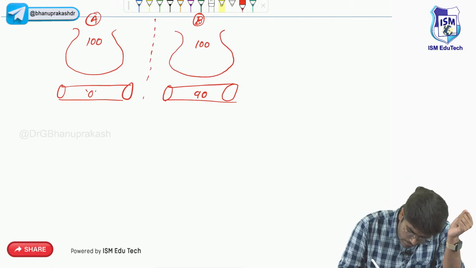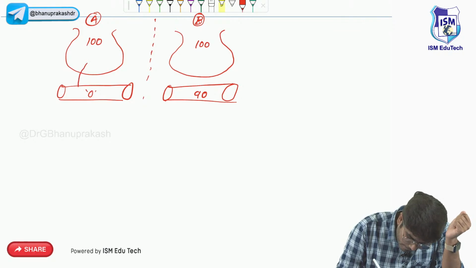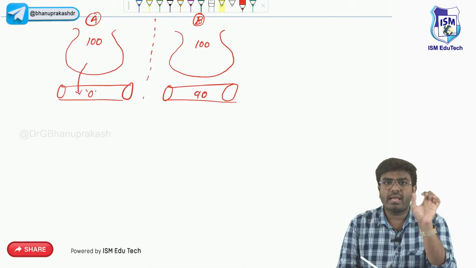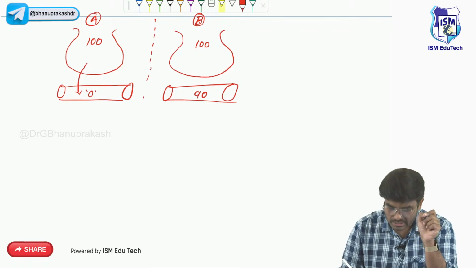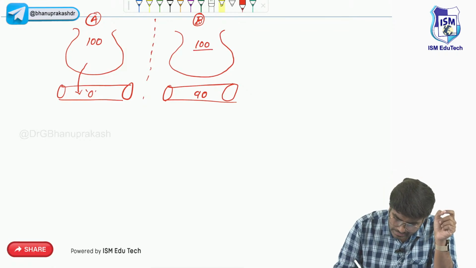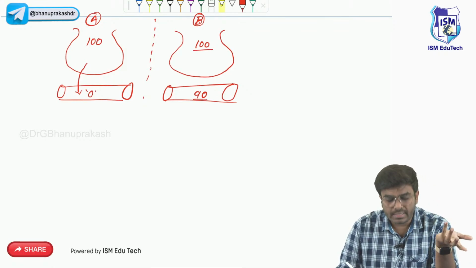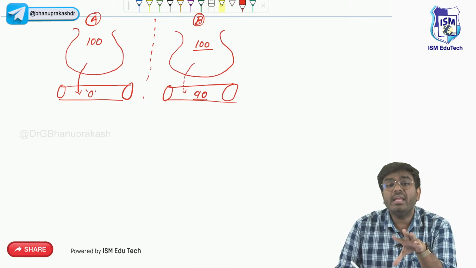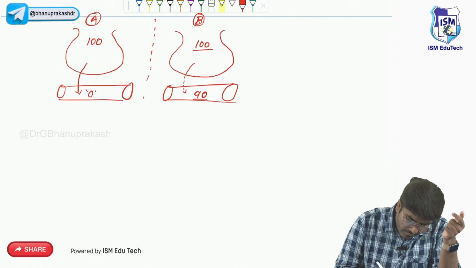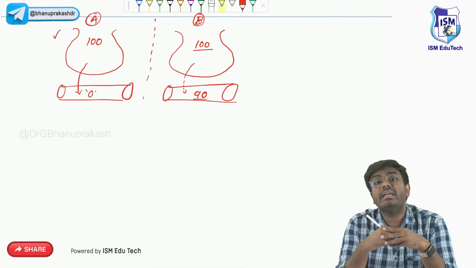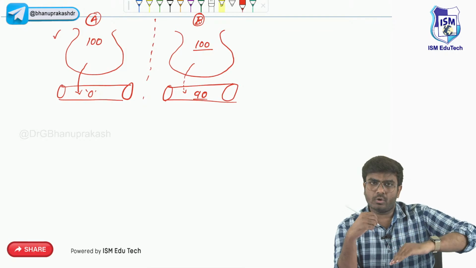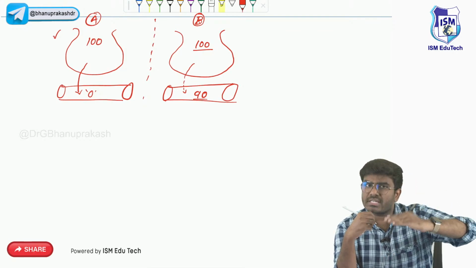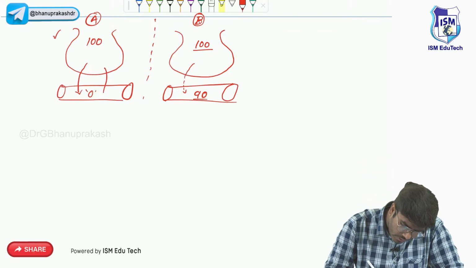Why? Because 100 is high and 0 is less, so diffusion will happen, no doubt. Even in the second condition, 100 is greater than 90, right? So here also diffusion will happen. But where is the concentration gradient more? In the first condition, the concentration gradient is more. 100, 0. More difference is there, so more diffusion will happen.